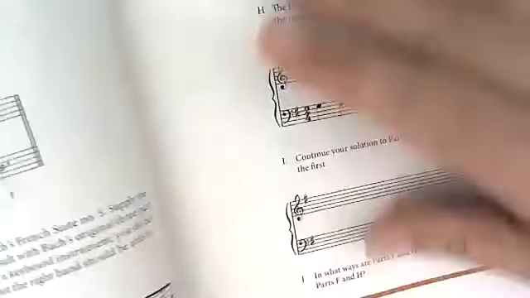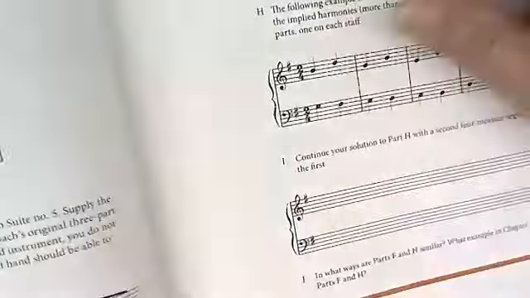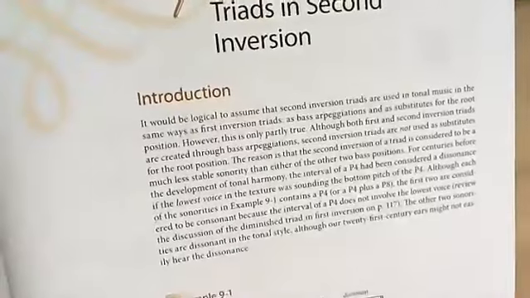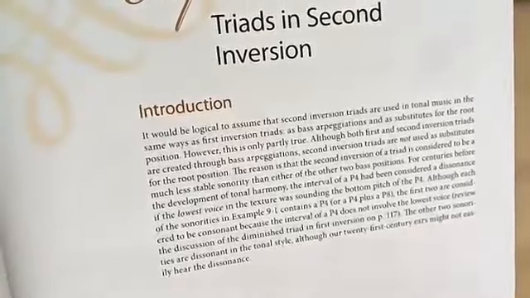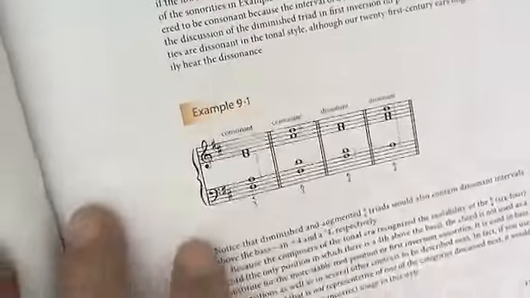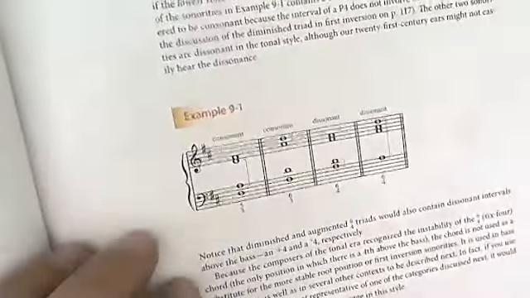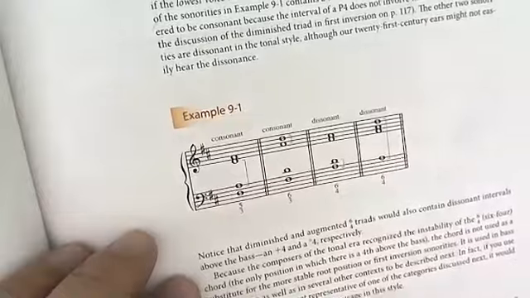Again, we're going to focus on 4-part writing. All right, triads in second inversion. Remember that there are only 4 times where you can have a triad in second inversion. Anytime we find a triad in second inversion, we have to bracket it and label it.